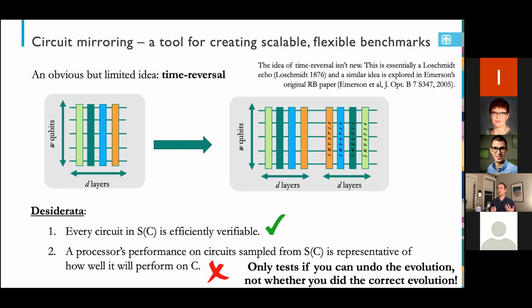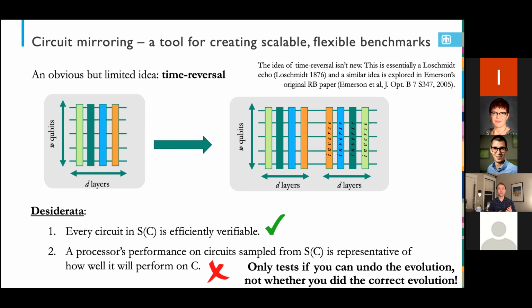And so you input your zeros bit string, you should get it back out. If you don't, you know there's been an error. And this really isn't a new idea at all. This is a Loschmidt echo, which comes from the 19th century. It was a counterexample to the second law of thermodynamics, I think.